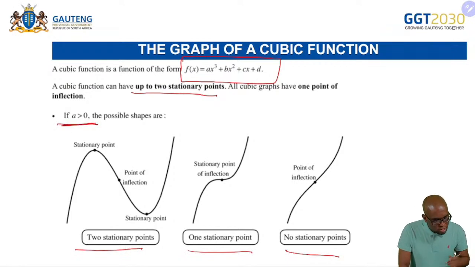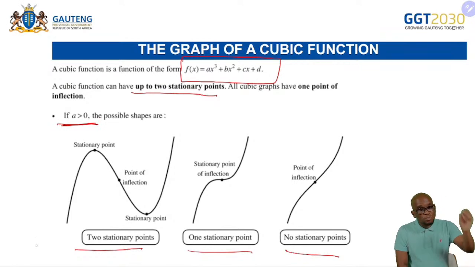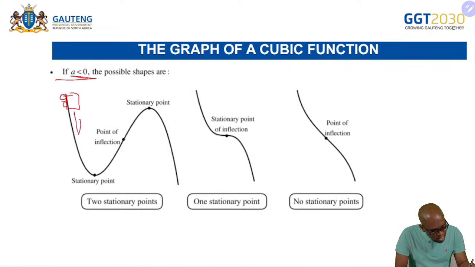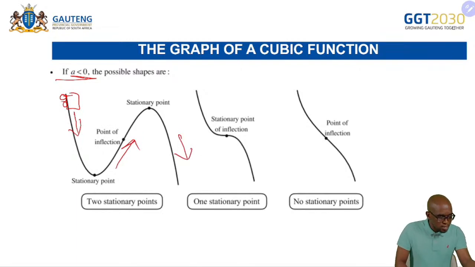You should be able to draw those using the shape. If a is positive, it starts by increasing, then decreases, then increases again. But if a is negative, it starts by decreasing. If you put our toy car here, decreases, increases, and decreases again. That is when a is less than 0.